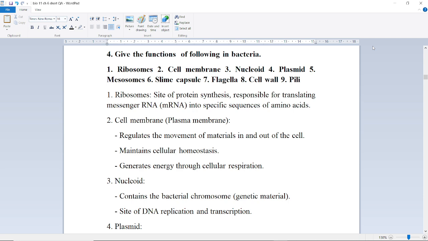Ribosomes, cell membrane, nucleoid, plasmid, mesosomes, slime capsule, flagella, cell wall, pili. First one is ribosomes, site of protein synthesis, responsible for translating messenger RNA into specific sequence of amino acids. Next is cell membrane, which is also called plasma membrane, regulates the movement of material in and out of the cell, maintains cellular homeostasis, generates energy through cellular respiration.